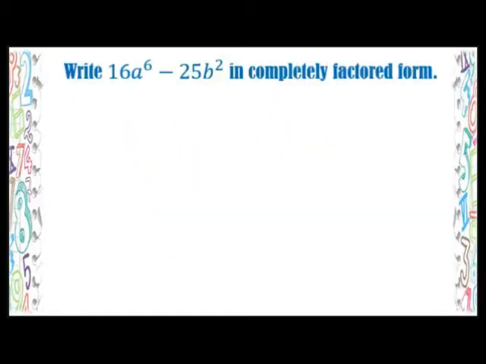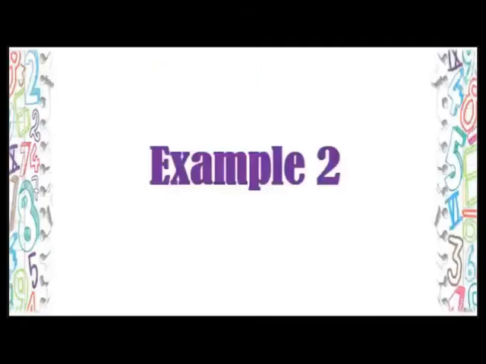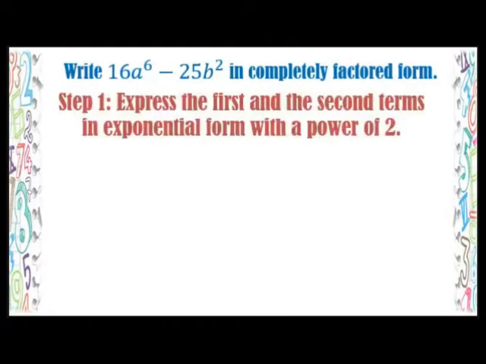Second example. Write 16a raised to 6 minus 25b squared in completely factored form. Step 1. Express the terms in exponential form. So we have 16a raised to 6. Square root of 16 is 4.